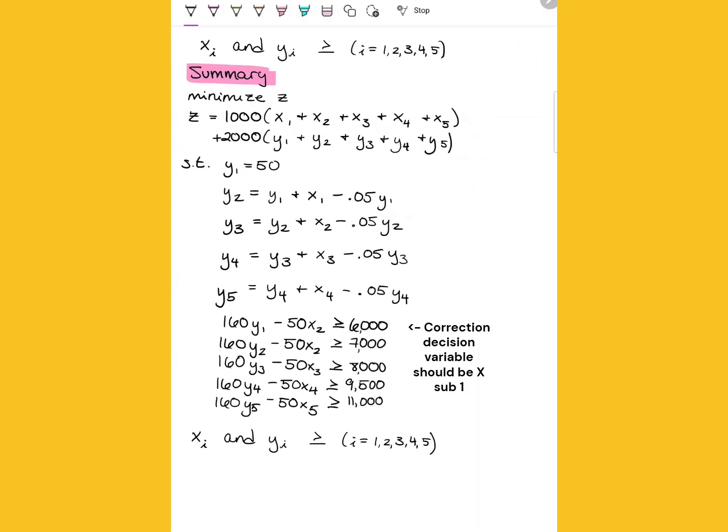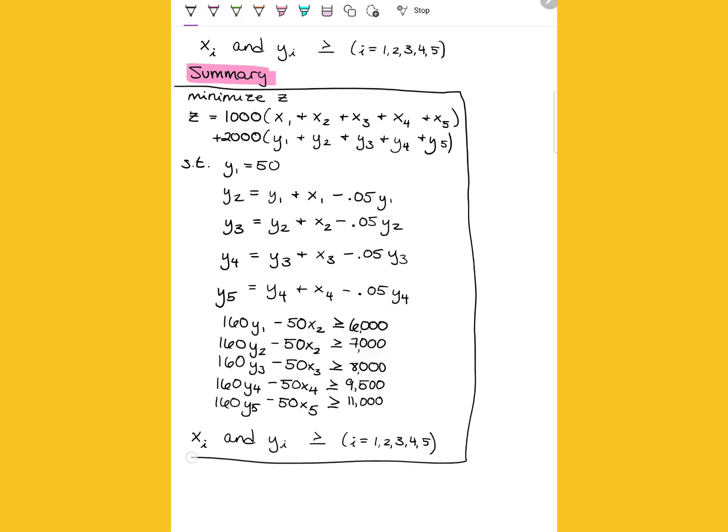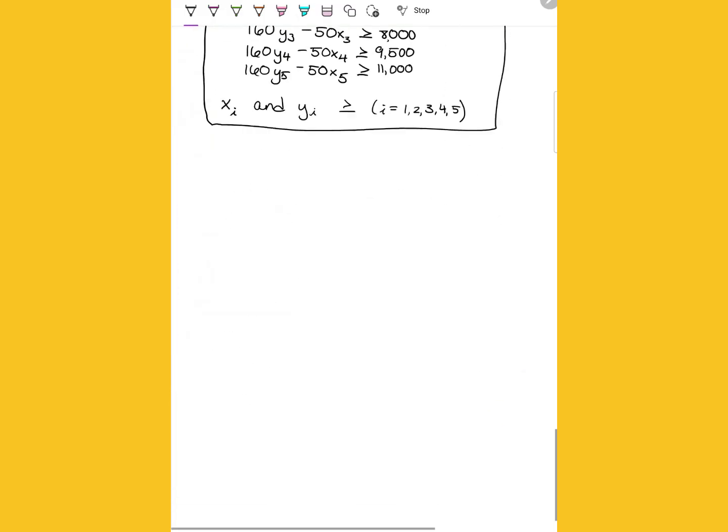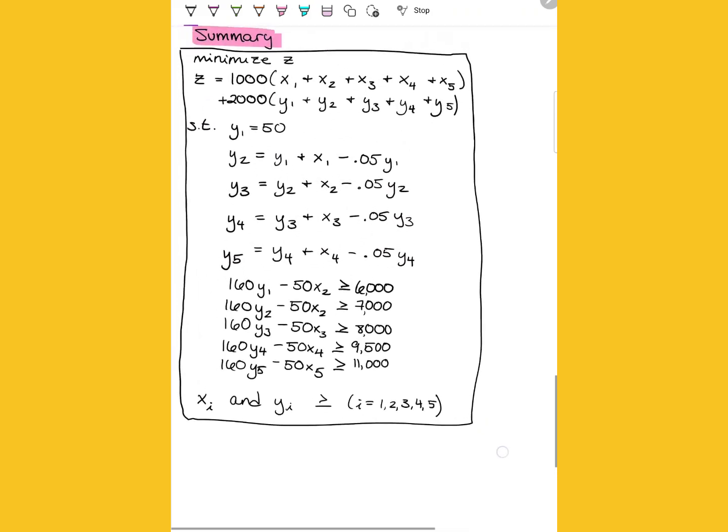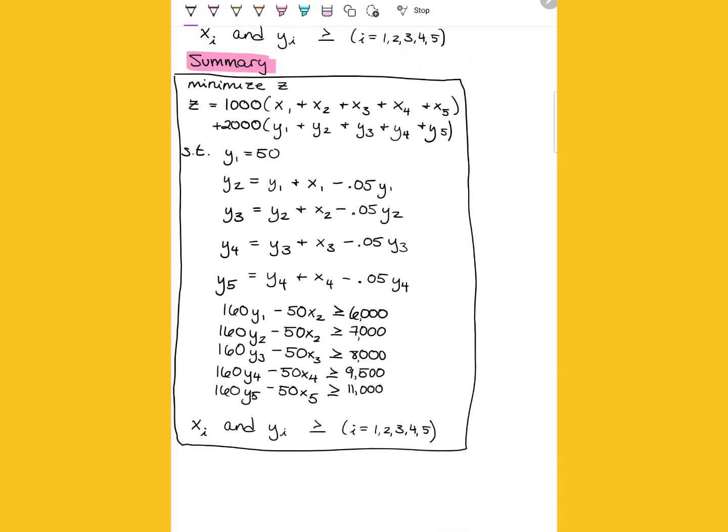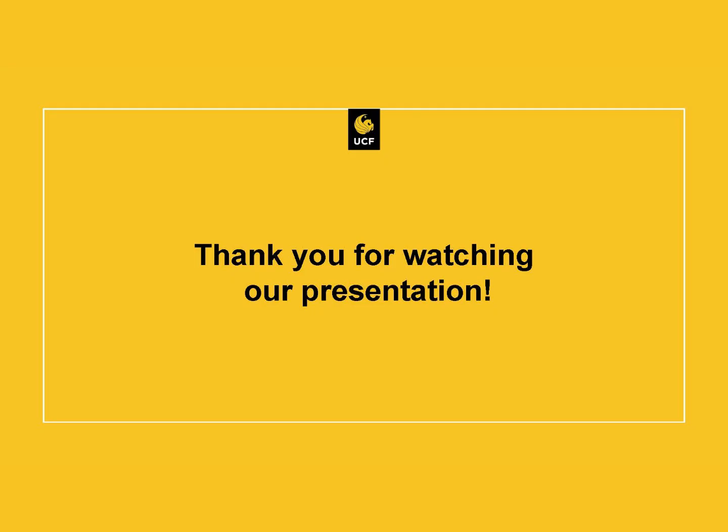And there's our final summary. Obviously, this is not the answer. This is the formulation of the linear program, but we can find the solution using CPLEX, or, in the next unit, we will learn simplex. So that's it.